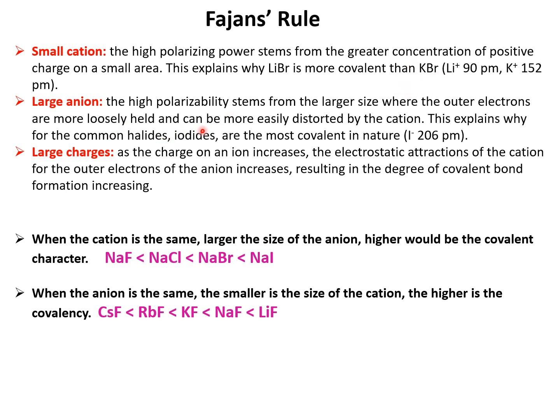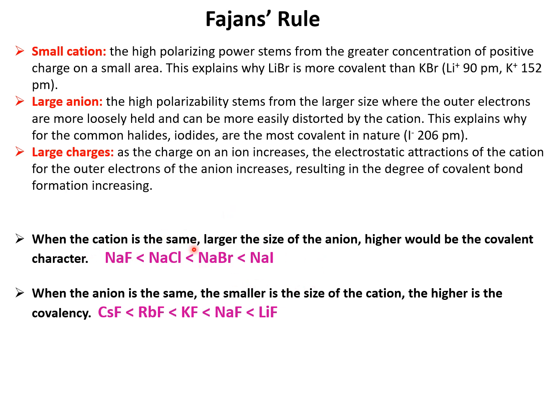Large anion: the high polarizability stems from the larger size, where the outer electrons are more loosely held and can be more easily distorted by the cation. This explains why, among the common halides, iodides are the most covalent in nature. Then the third one, large charges. As the charge on an ion increases, the electrostatic attraction of the cation for the outer electrons of the anion increases, resulting in the degree of covalent bond formation increasing.